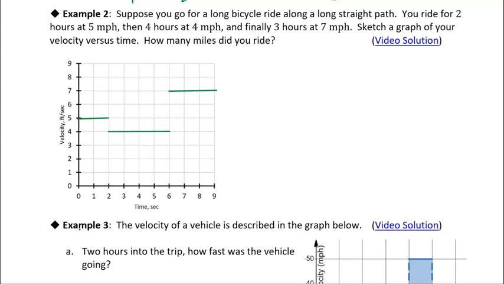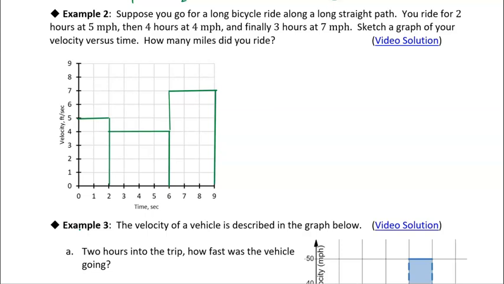All right, so we've got constant velocity over different intervals, right? So I could break this up into intervals. We have the interval from 0 to 2, the interval from 2 to 6, and then the last 3 hours we have this interval from 6 to 9, right? So we could break it up into a series of rectangles, and like we said before, when our velocity is constant, all we need to do is take the velocity times the time, which is the area of this rectangle.